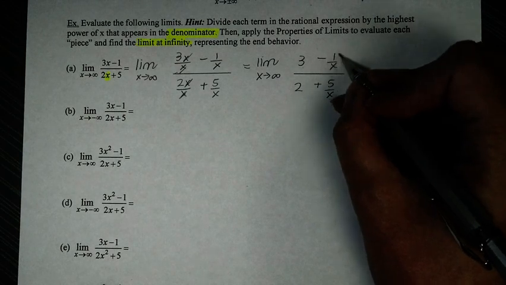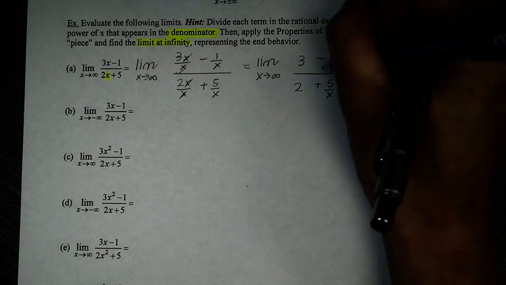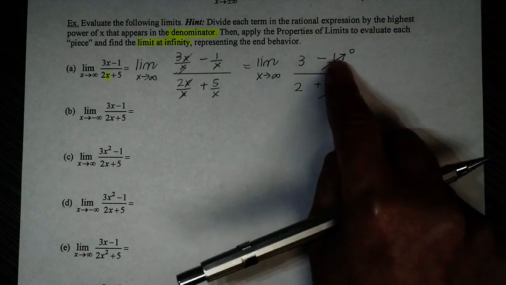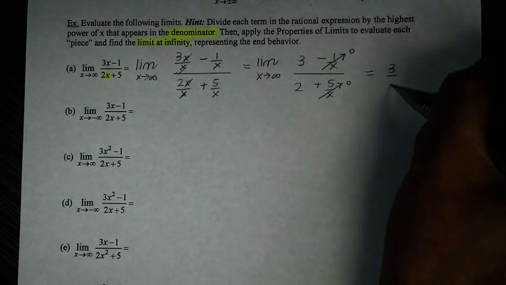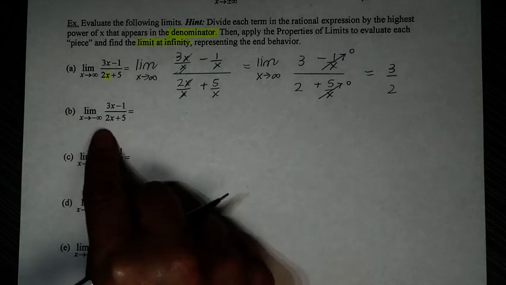Okay, if you have negative 1 divided by, technically, infinity, this is going to fly to what? To 0, okay? And this is going to also fly to 0. So if you have 3 minus 0, that's going to be 3, and the denominator, you have 2 plus 0, that's going to be 2, and that's it. Isn't that beautiful?